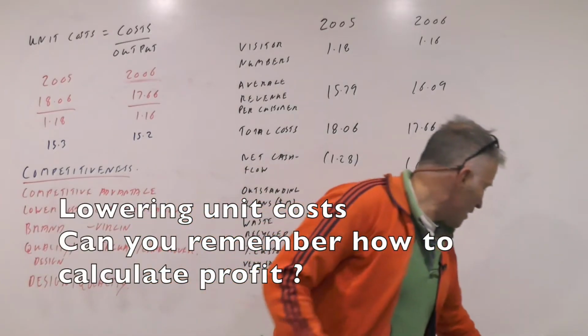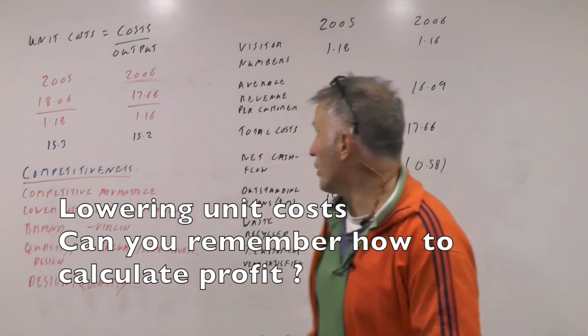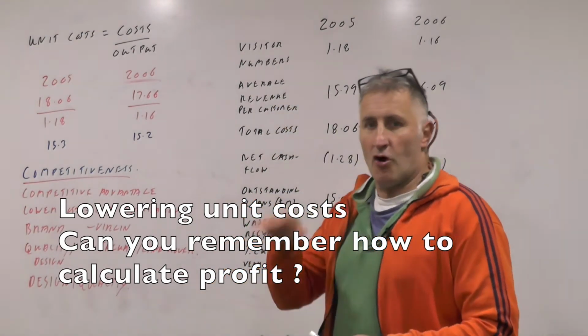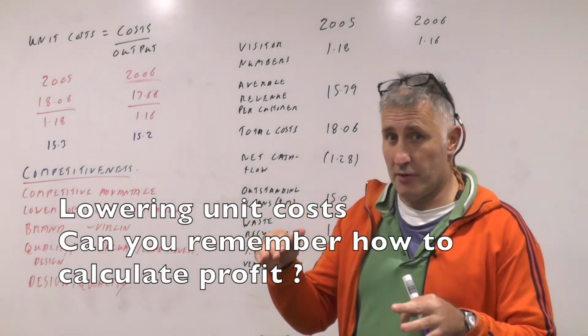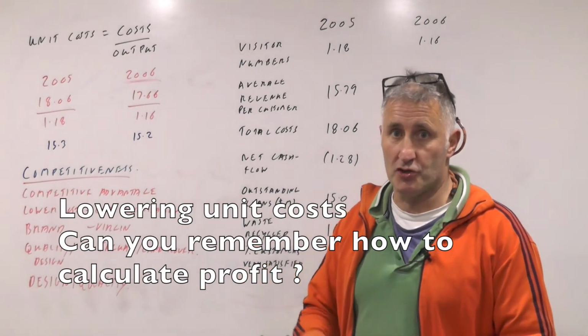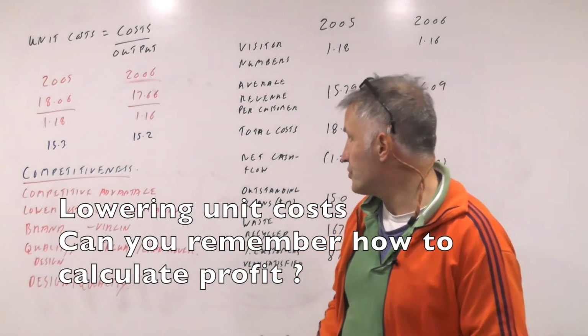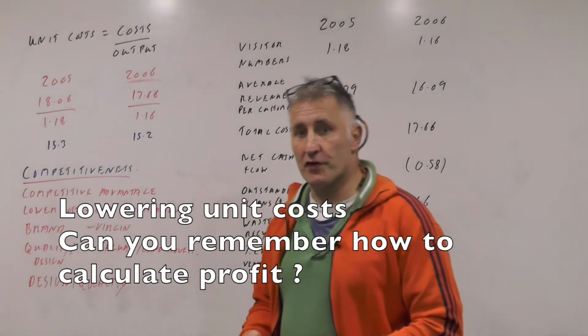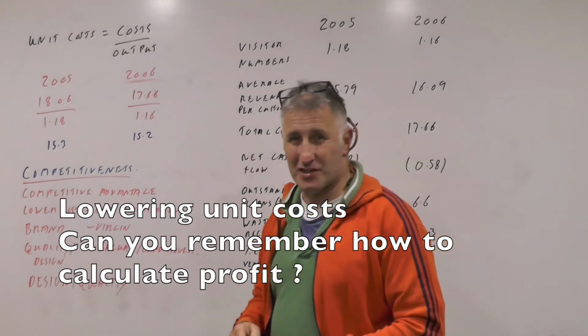Number 9 on here, and here we're going to look at unit costs. Obviously, if your unit costs go down, then your profits will go up because it's going to be cheaper to produce each good. Now, the definition of it is just cost divided by output.